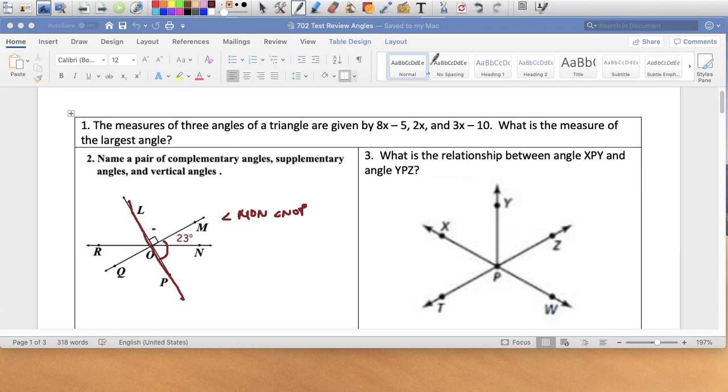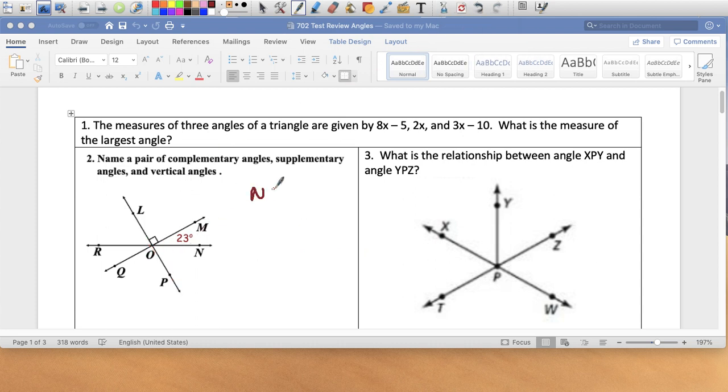Supplementary angles, two angles that add up to 180. So I'm going to go LOQ. You have options here. LOQ, which is 90 degrees, and then I'm going to go QOP, angle QOP. So this angle right here and this angle right here, right? They're both 90.